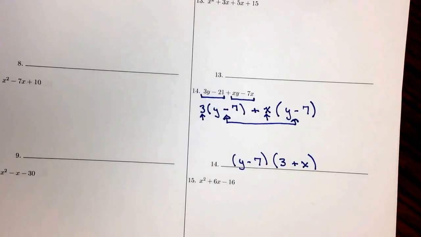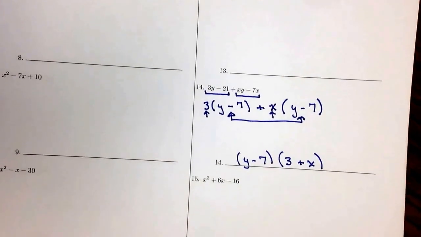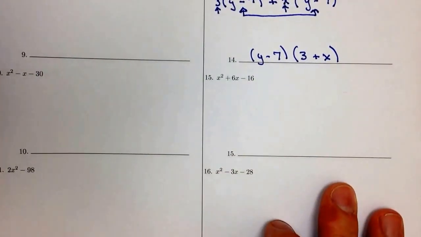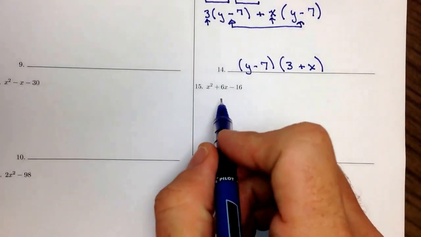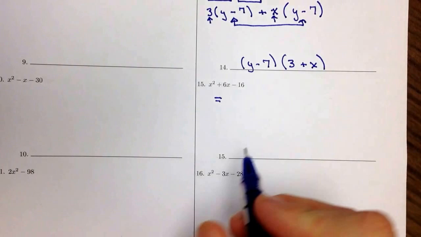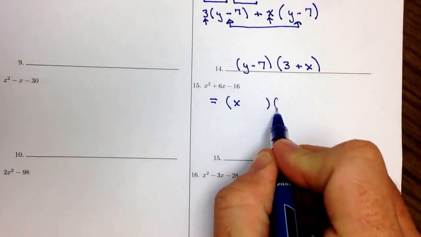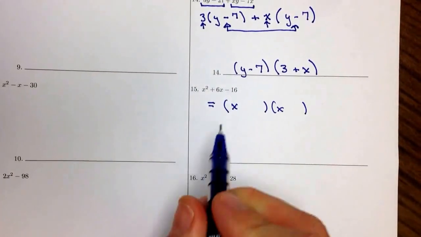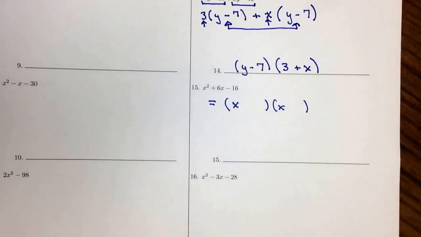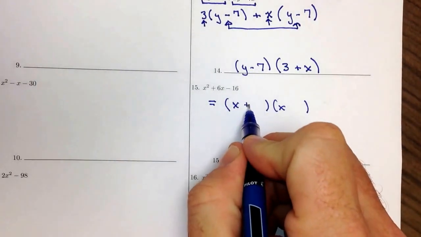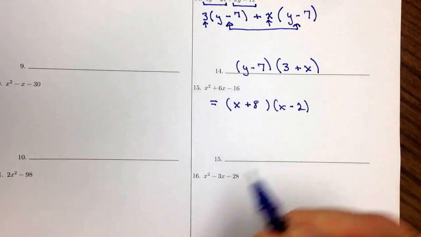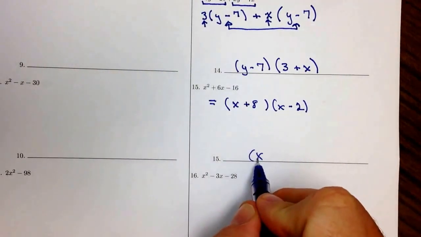Okay, great. Let's see, what about 15? Let's try 15. That one only has 3 terms. There's no greatest common factor. We begin with x and x. What 2 numbers multiply to negative 16 that add up to positive 6? That would be positive 8 and negative 2. And we're done. Put that on the answer line.